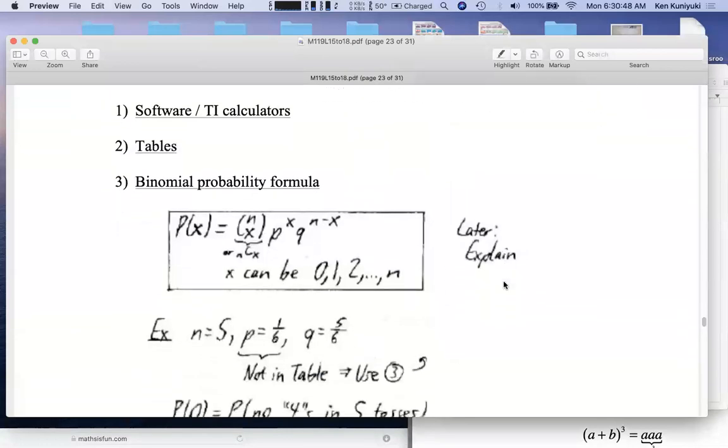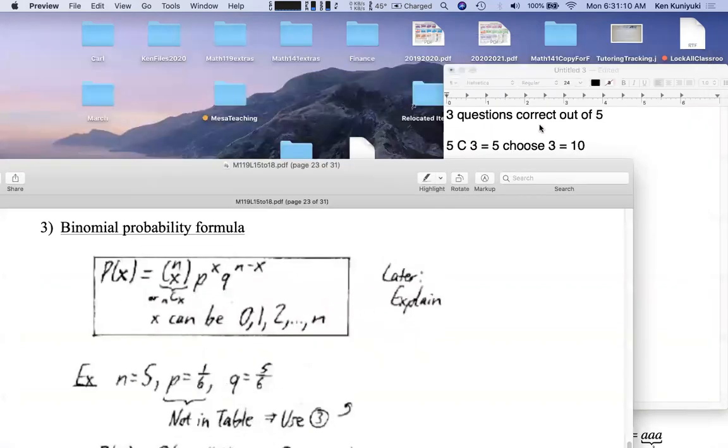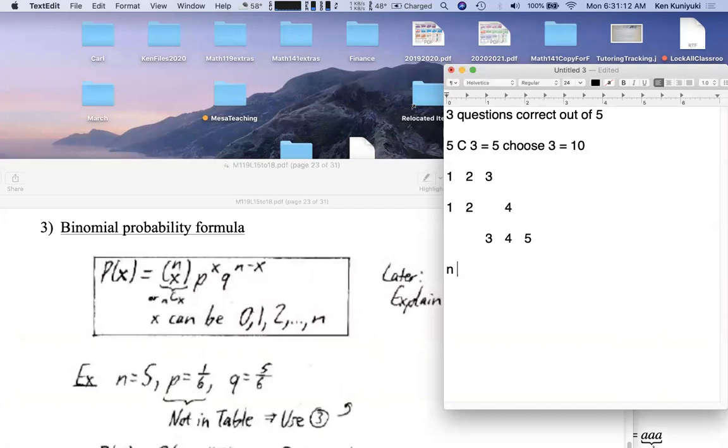All right, so n choose x is the number of ways that a student can get x questions right out of n questions. P is the success probability per question. X is the number of successes. Q is the failure probability per question. N minus x is the number of failures. So for example, if n equals 5 questions and x equals 3 correct, then n minus x equals 2 wrong or incorrect.